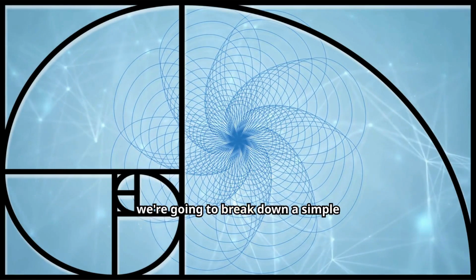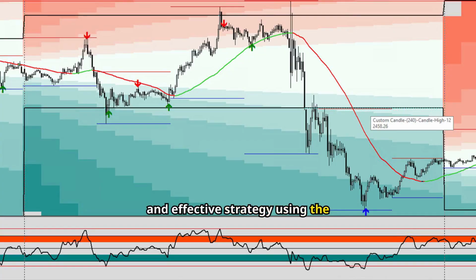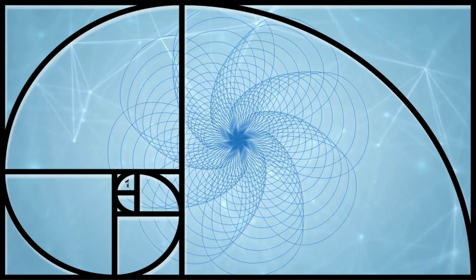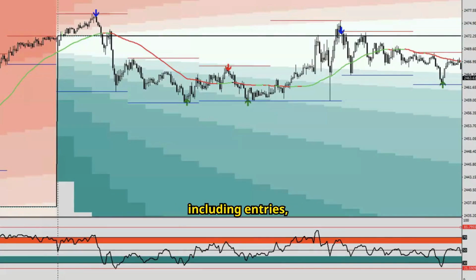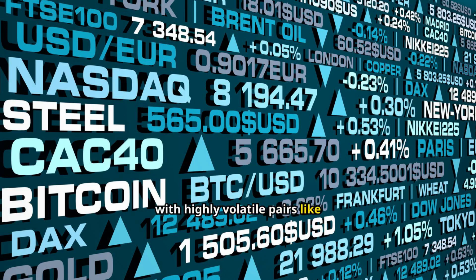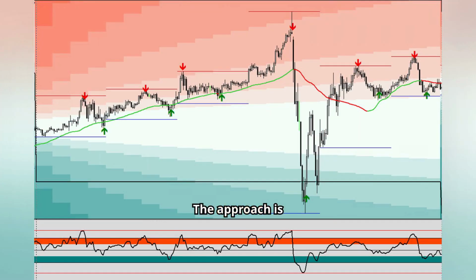Today, we're going to break down a simple and effective strategy using the Fibonacci pullback zones. I'll cover everything you need to know, including entries, take profit, stop loss, and what to avoid. This strategy works exceptionally well on the M5 or M15 timeframe, with highly volatile pairs like gold, pound yen, euro yen. The approach is straightforward.